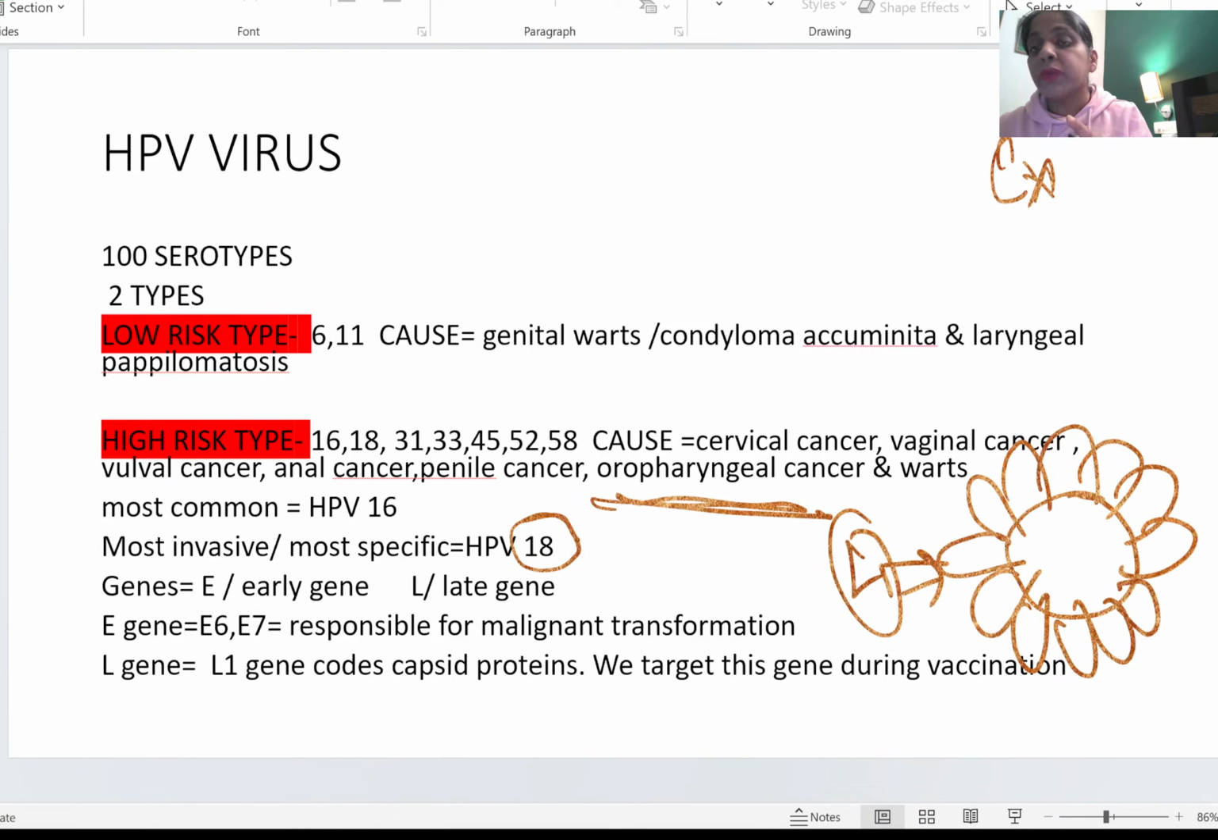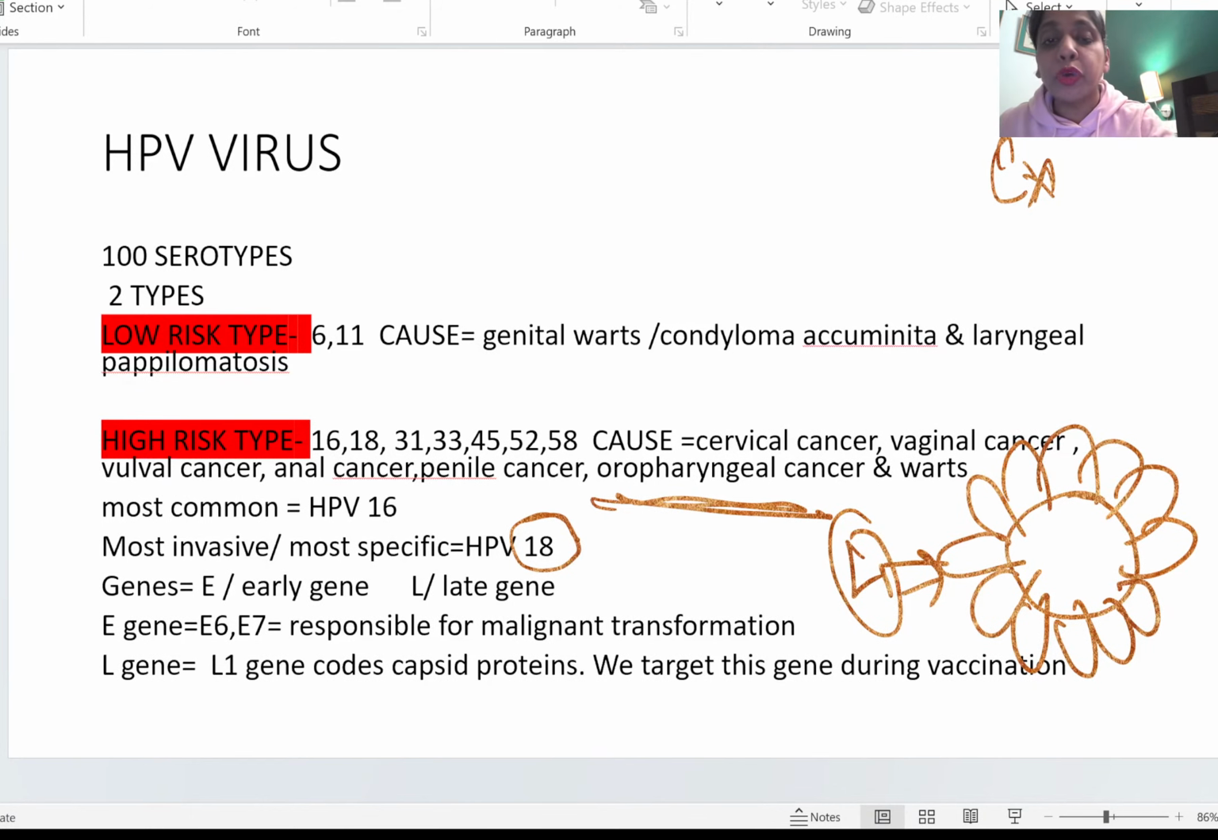So this was a question which was there in the INI-SET exam. These are very basic questions. High chances are there. This question has repeated a third time in the PYQ, so high chances are there that it will come to you. There are basically two types of HPV virus, low risk type and high risk type. Low risk type causes genital warts, also known as condylomata acuminata, and laryngeal papillomatosis, and it contains types 6 and 11. The high risk type contains 16, 18.